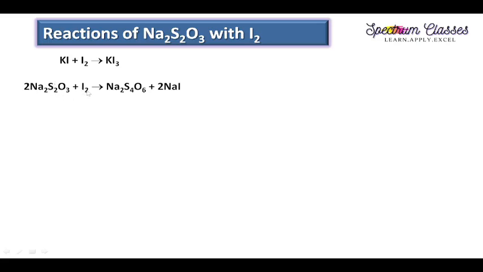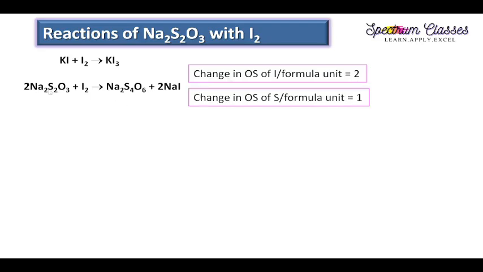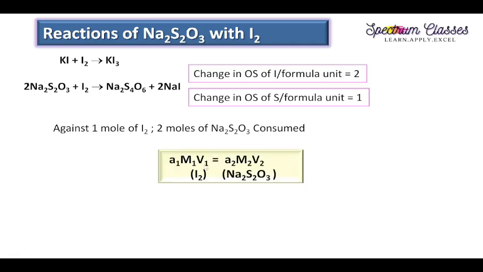So sulfur and iodine. Here I have written the change in oxidation state of iodine. Iodine per formula unit is changing by 2. It gains 2 electrons, right? The change in oxidation state of sulfur per formula unit is equal to 1. In this manner we can write that against 1 mole of iodine, 2 moles of sodium thiosulfate are consumed. Therefore, for the calculation part we are using this equation.